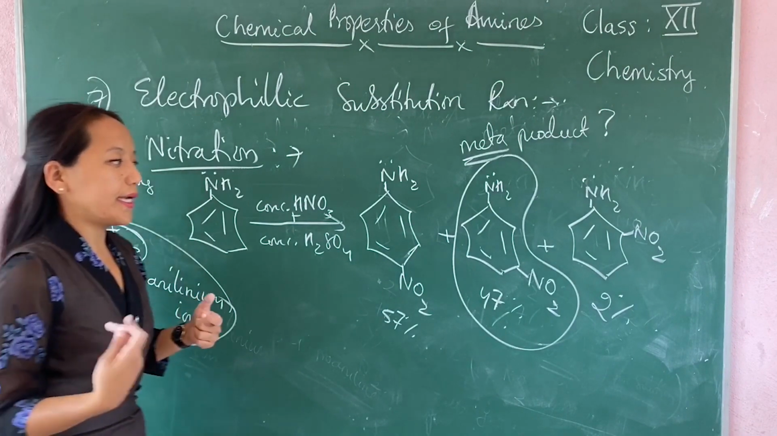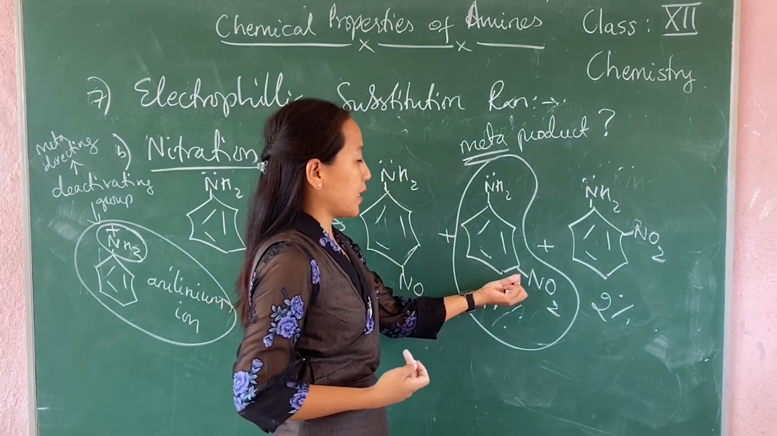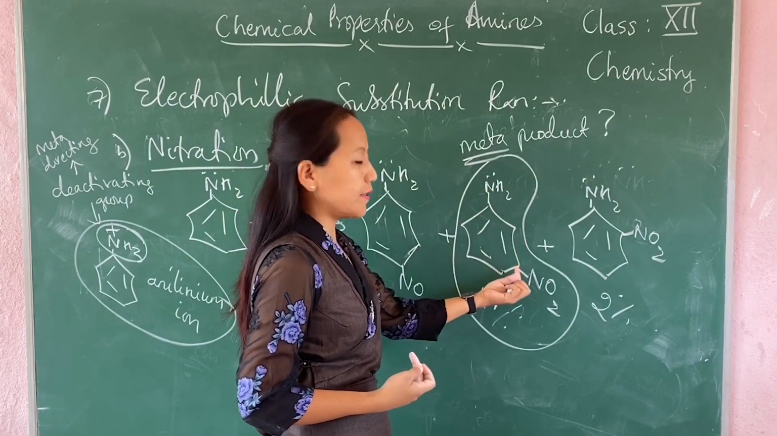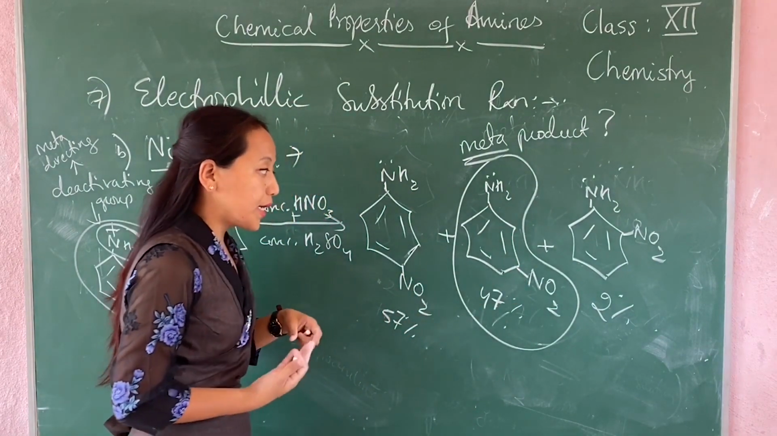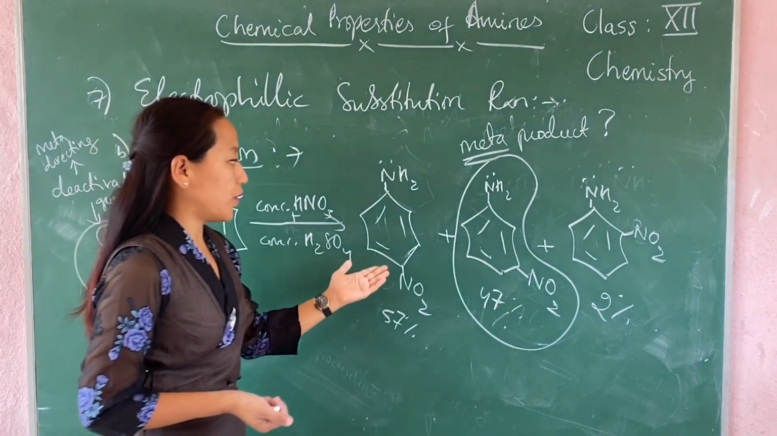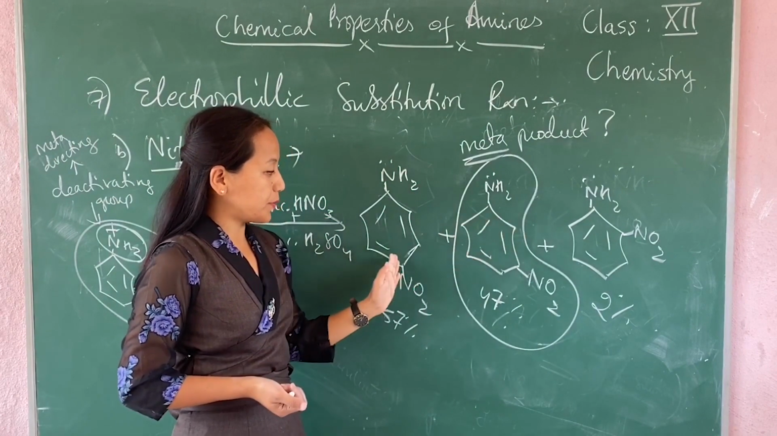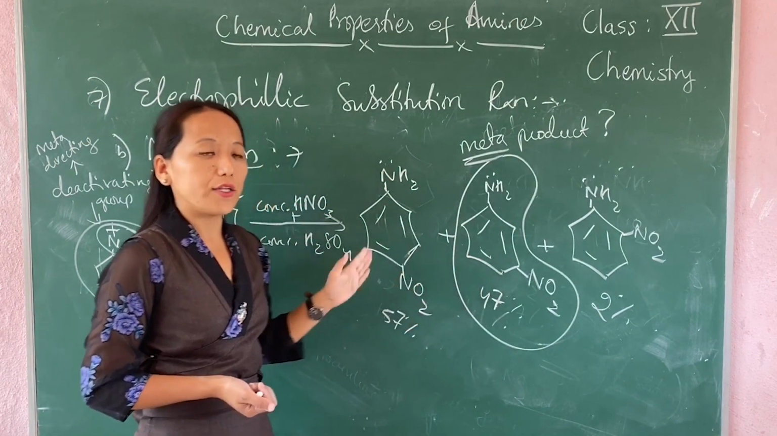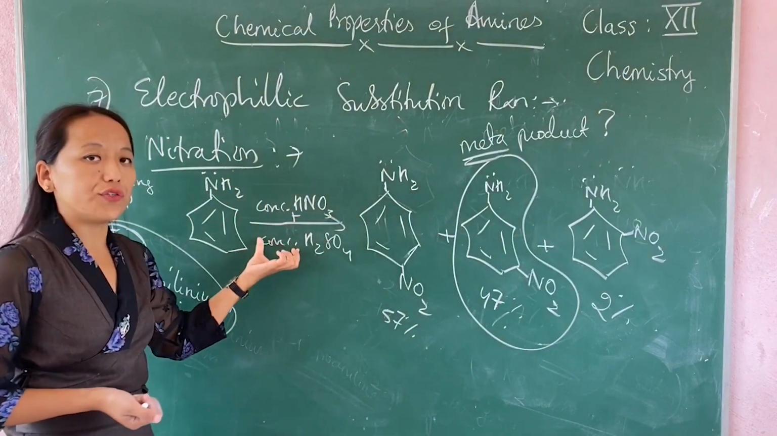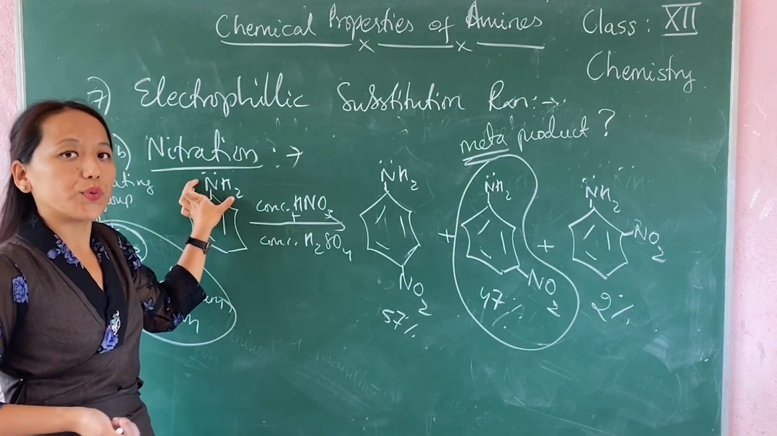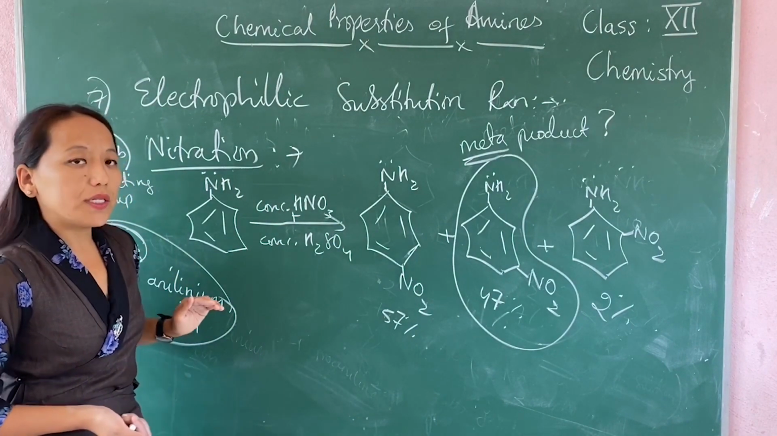Meta-directing, that's why it directs the NO2 at the third carbon atom, that is first, second and the third carbon atom. That's how you are getting a mixture of ortho product, para product and meta product when you carry out nitration without protecting the NH2 group over here. So that's all about nitration.